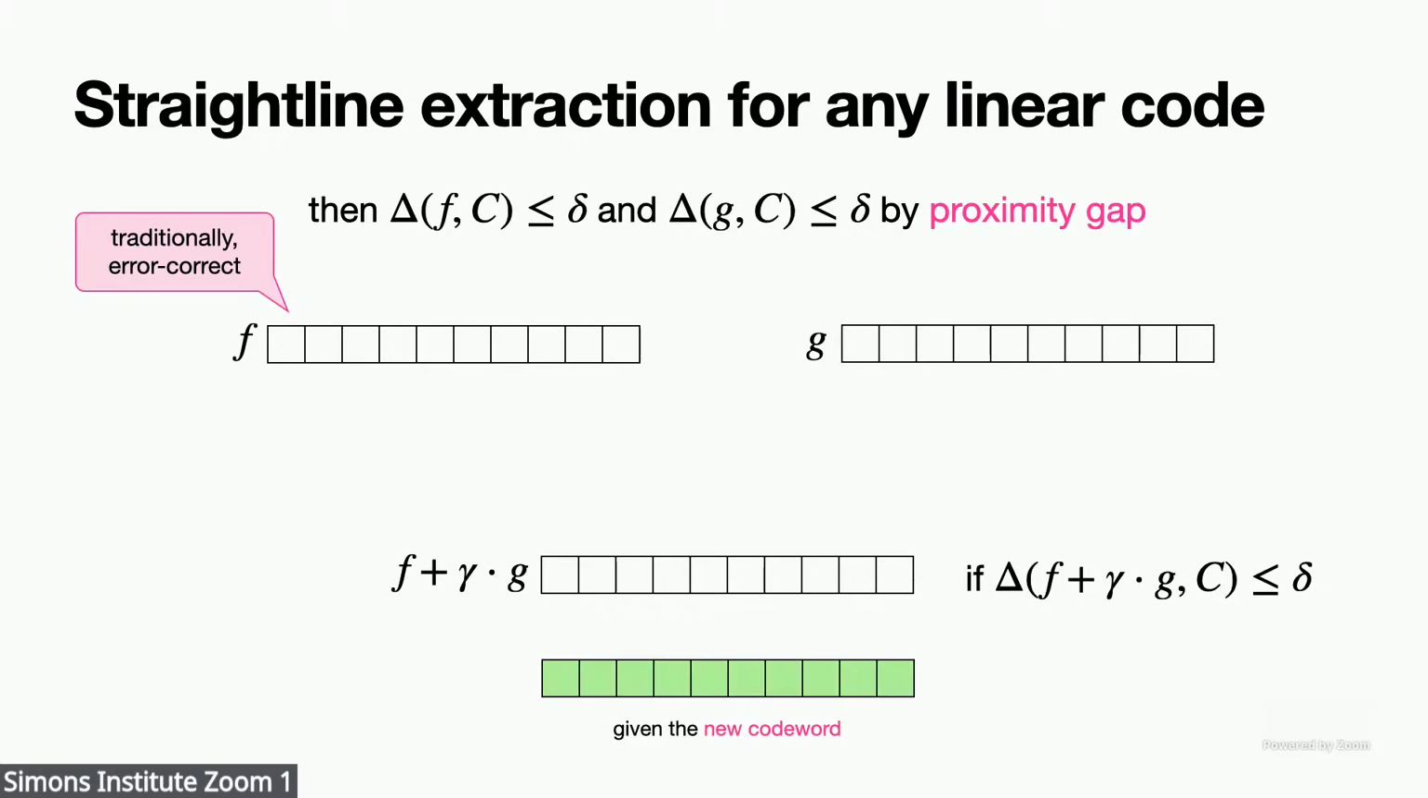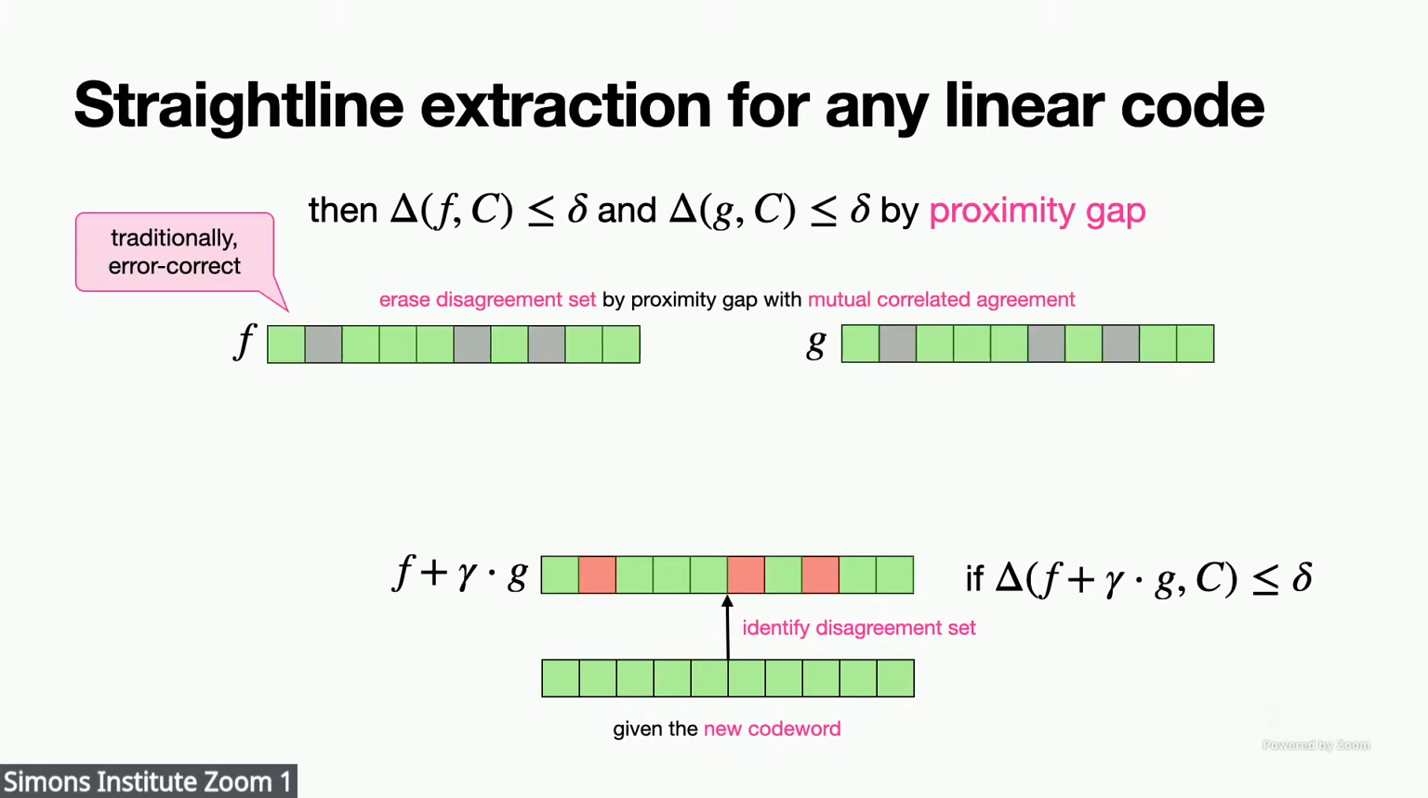So first of all, suppose that we're given the new code word, and in particular, this new code word explains why this combination is close to the code. Okay? So in particular, we know that this combination will agree with this new code word at most of the positions, like all but delta. Okay? And so I'm going to identify the specific locations where they actually disagree.